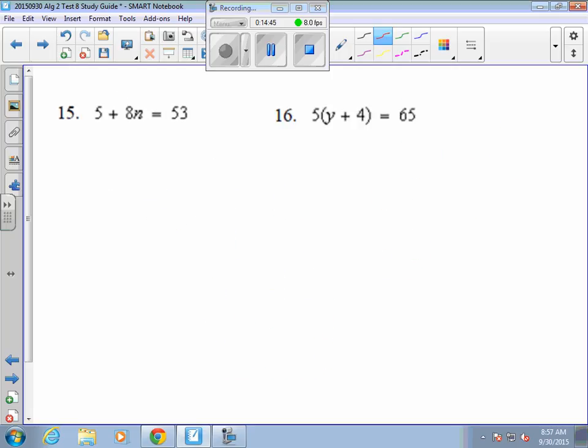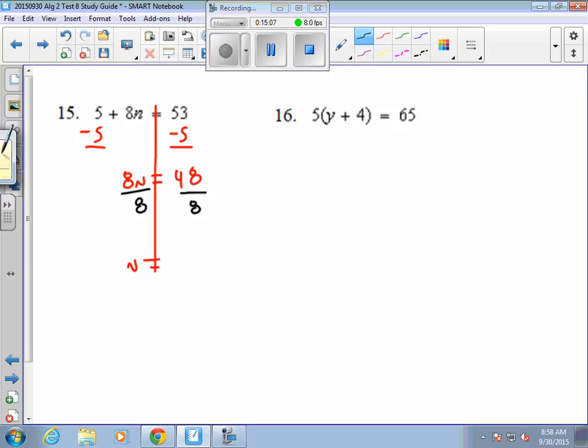Number 15, 5 plus 8n is equal to 53. N equals all by itself. Undo addition and subtraction. Positive 5, subtract it. Do it here. You have 8n left over. 53 minus 5. 13 minus 5 is 8. And then you had to borrow 1, so it's 48. Undo 8 times n by dividing by 8. You do it to the left, do it to the right. 48 divided by 8 is 6.